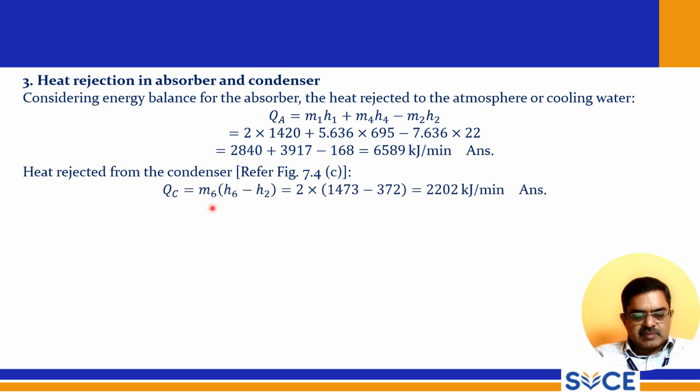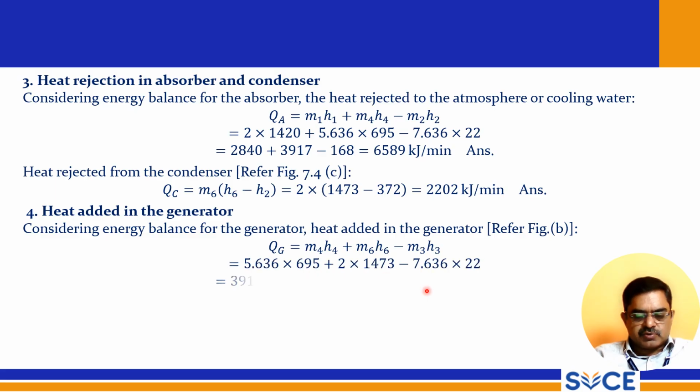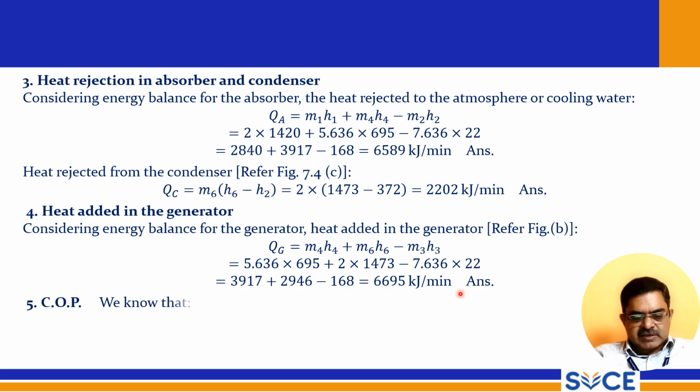And heat rejected from the condenser, so that is the C diagram you can refer to, QC equals M6H6 minus H2, so that comes to 2202 kilojoules per minute. Heat added in the generator, considering energy balance for the generator, that is the B figure in the diagram. So Qg equals M4H4 plus M6H6 minus M3H3. By substituting all these values, we get 6695 kilojoules per minute. So that is the answer for heat added in the generator.